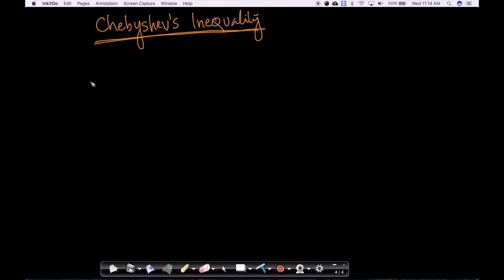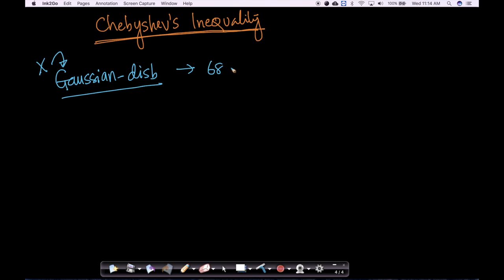Here is a very interesting concept in probability called Chebyshev's inequality. But before we go there, let's understand the problem that we're trying to solve. We have seen that if you know that your random variable X is Gaussian distributed, we have already seen the 68-95-99.7 rule. What does this rule say?